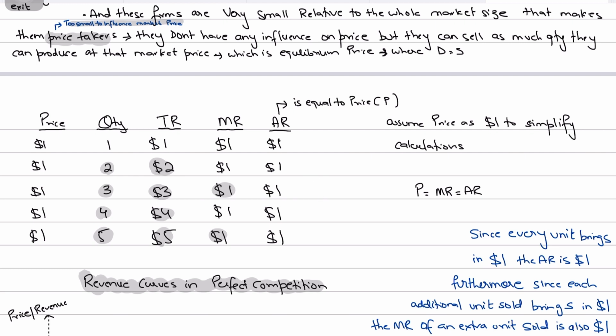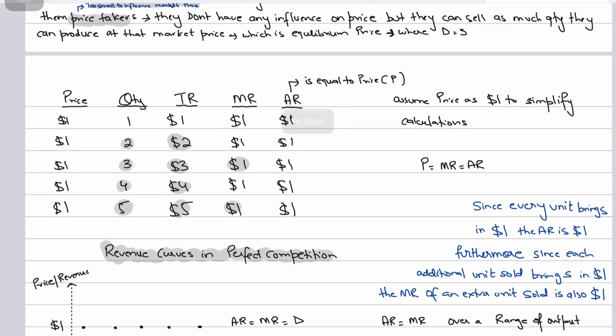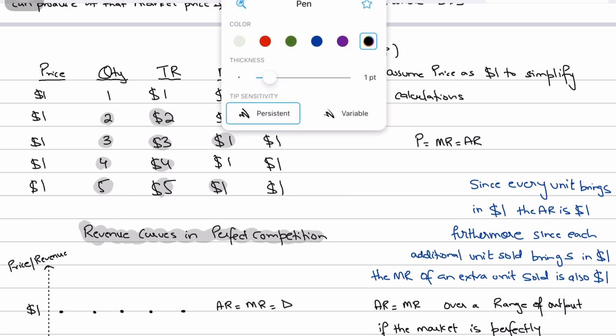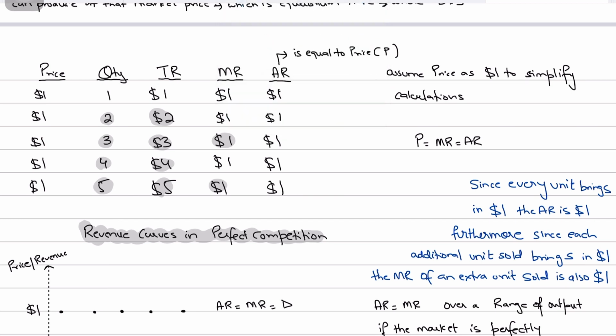Each time you can calculate, the average revenue would always be equal to price. That is $1. Now, guys, we'll use this table to derive some important relationships between these revenues. And economists love deriving relationships between different variables. So for example, let's say that the average revenue is always equal to the price, right?